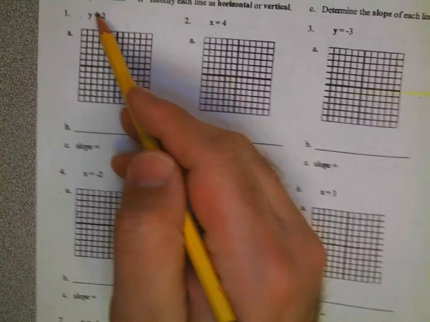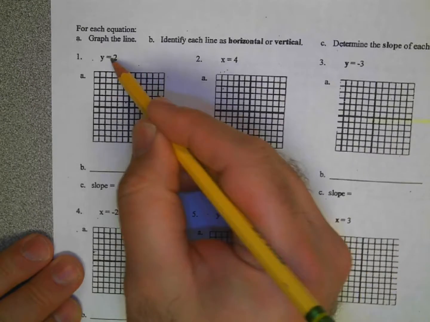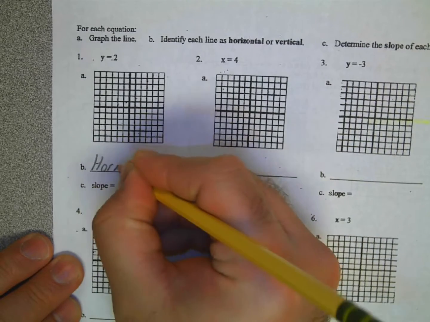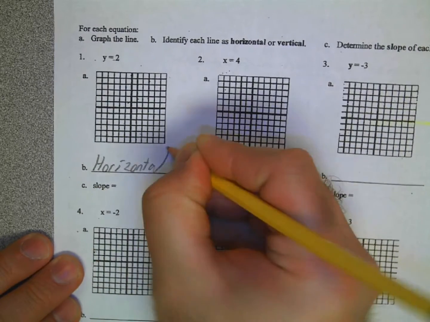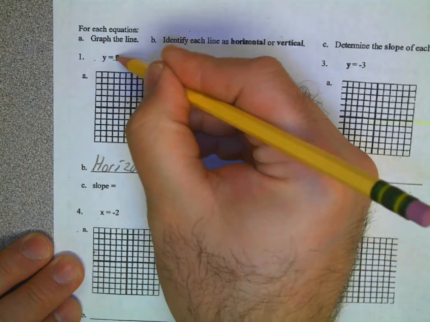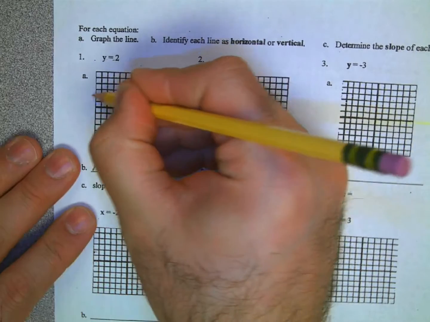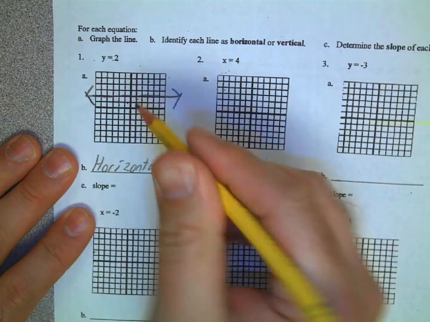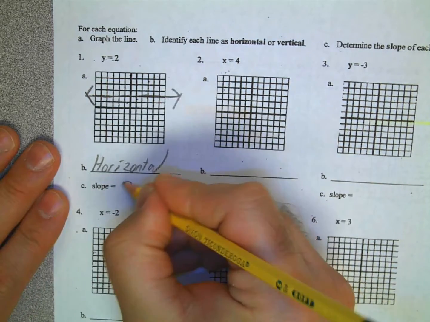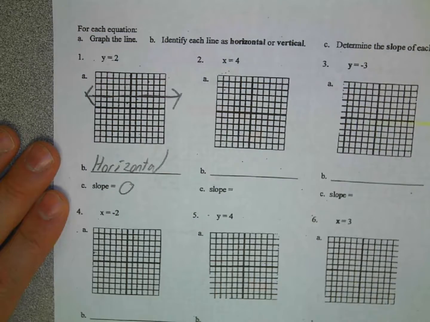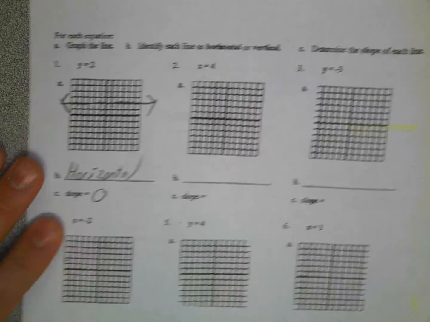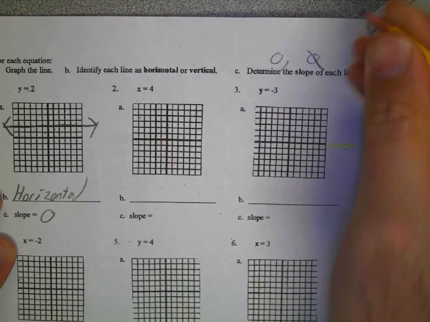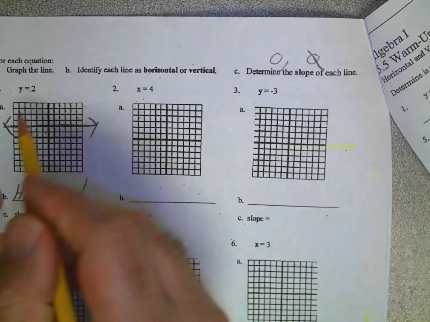Like right here, I'll do one with you. Y equals 2. Y equals is horizontal, so I'm going to write horizontal here. And then graph it. Y equals 2, horizontal at 2, going through the y-axis at 2. And since it's horizontal, my slope will be 0. So your slope is going to be either 0 or undefined. It's either going to be horizontal or vertical, and then you have to graph it.